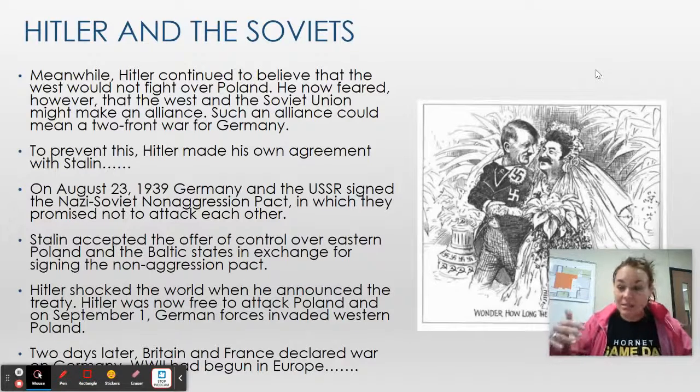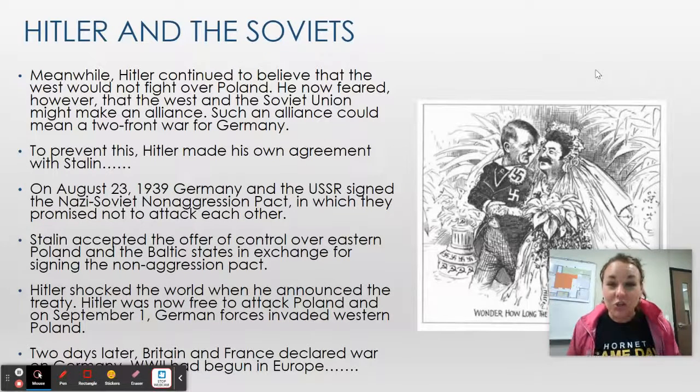But he says to Stalin, once I take over Poland, you get the eastern half of Poland back. And so Stalin, of course, is like, yeah, okay, that sounds great. And so that's why they signed this pact. Well, again, Britain, France, nobody else knows that that's what's going on and about to go down.